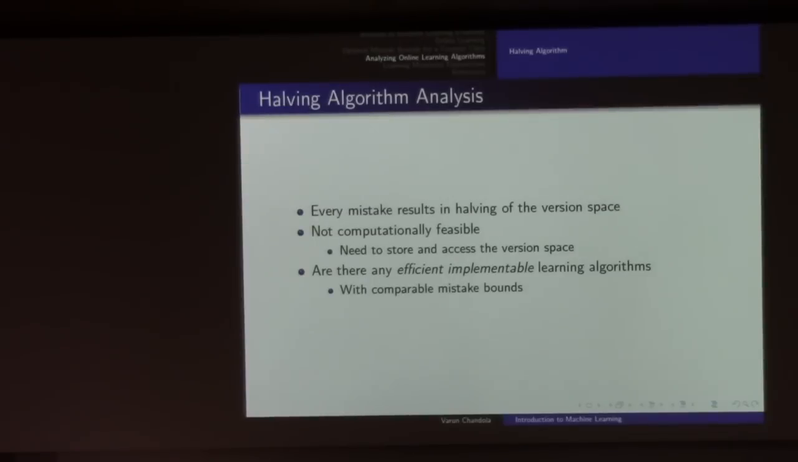So the question is, does the halving algorithm guarantee that you will reach the target concept? The answer is yes, if the target concept is in that space, if your inductive bias holds. If your C is in that big thing, then you will reach it.